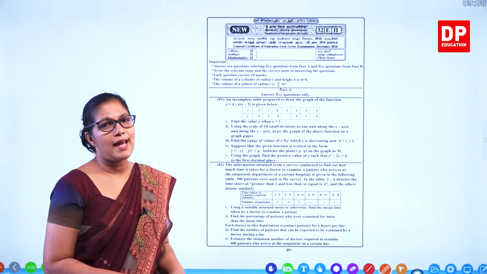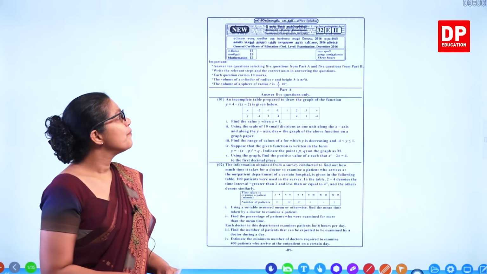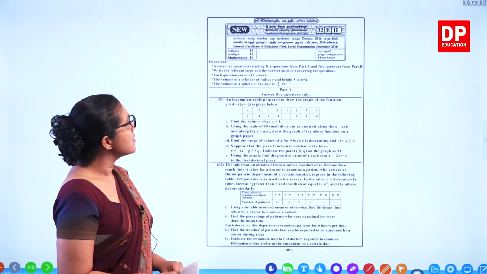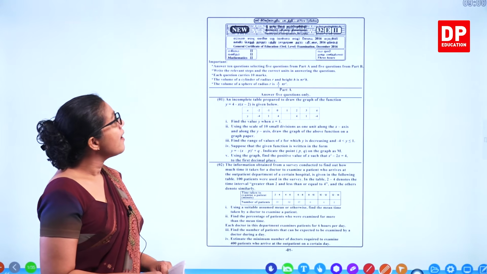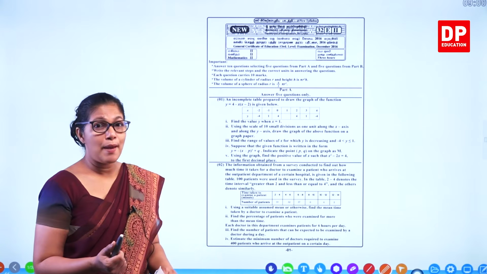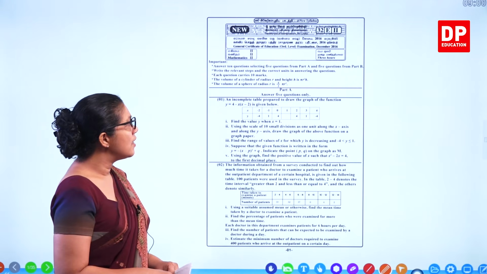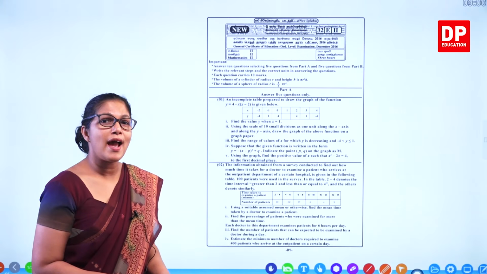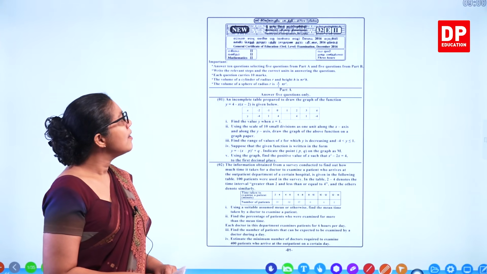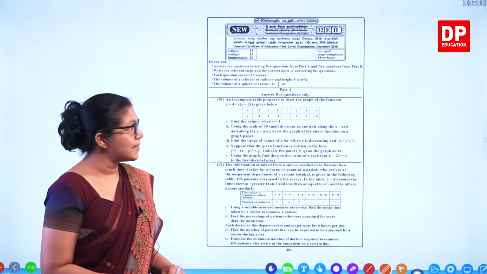Here you have to select 5 questions from 6 questions, and you can ask for lined papers and also a graph paper to draw the graph, and make sure that you write your index number on all the papers.